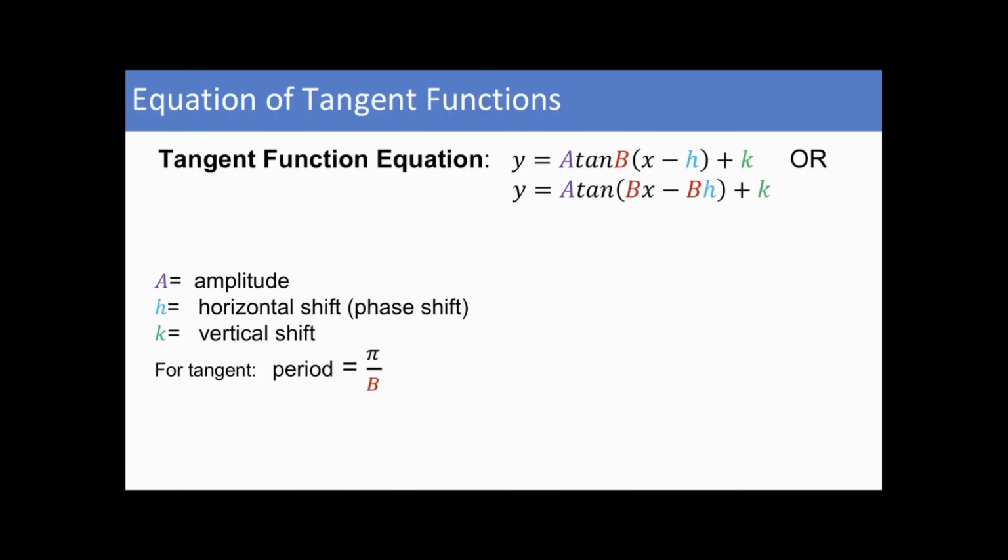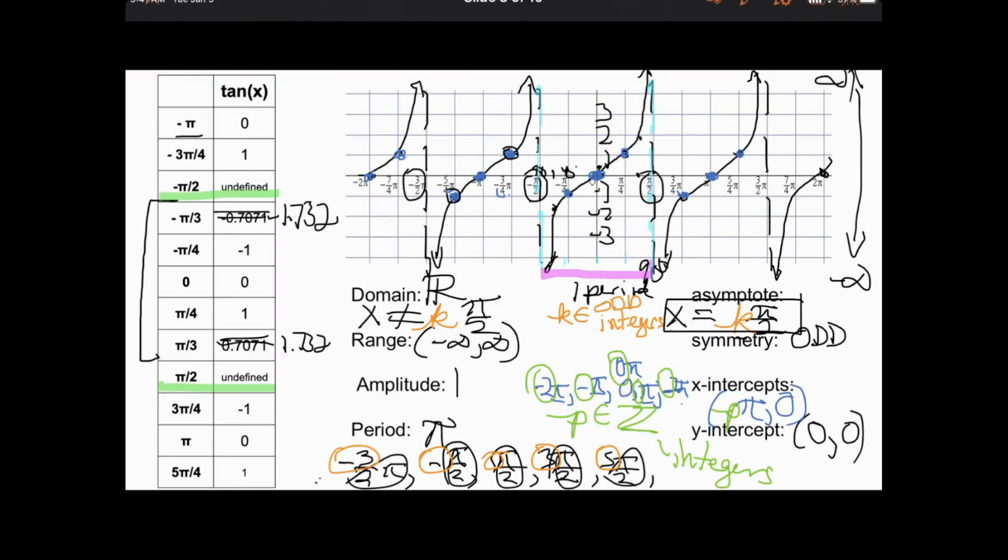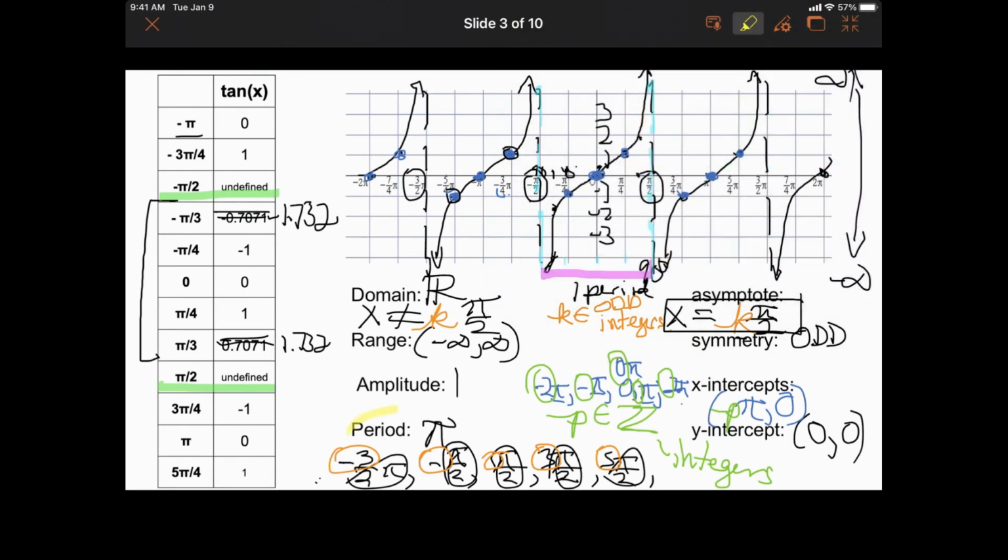So here's our equations. And for our graphs today, we're not going to change the b. They're going to have the same parent, same period as the parent function, which is pi. Again, I'm going to say that one more time. Pi. I didn't highlight that. Pi, not 2 pi, pi, as we can see over here, right? Pi.